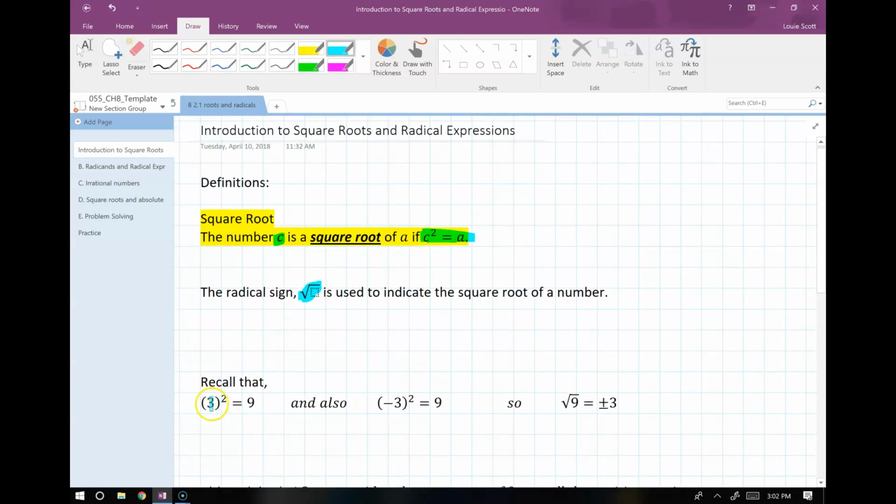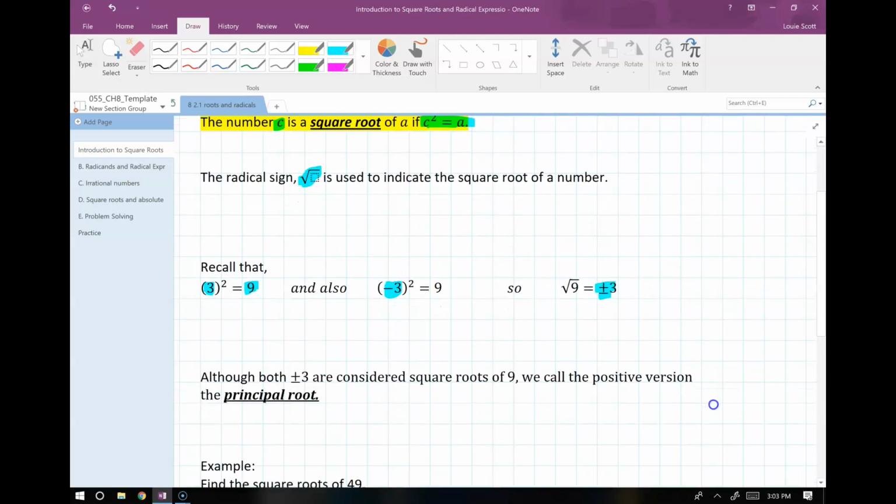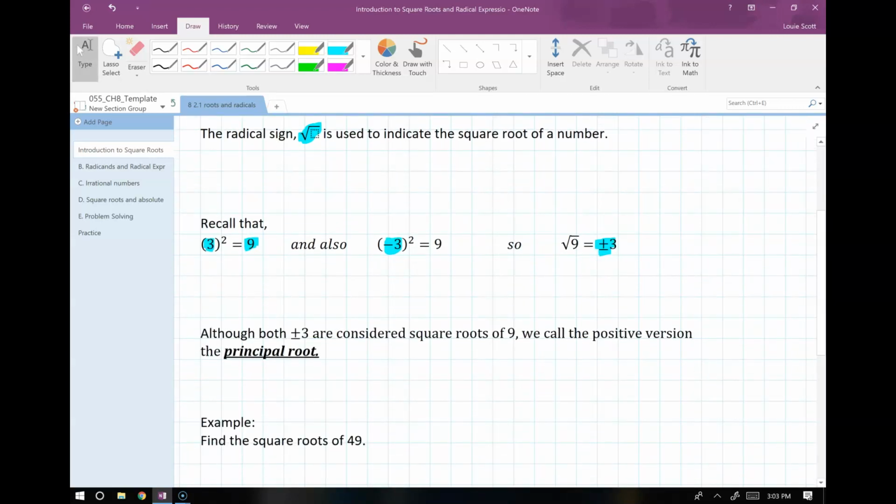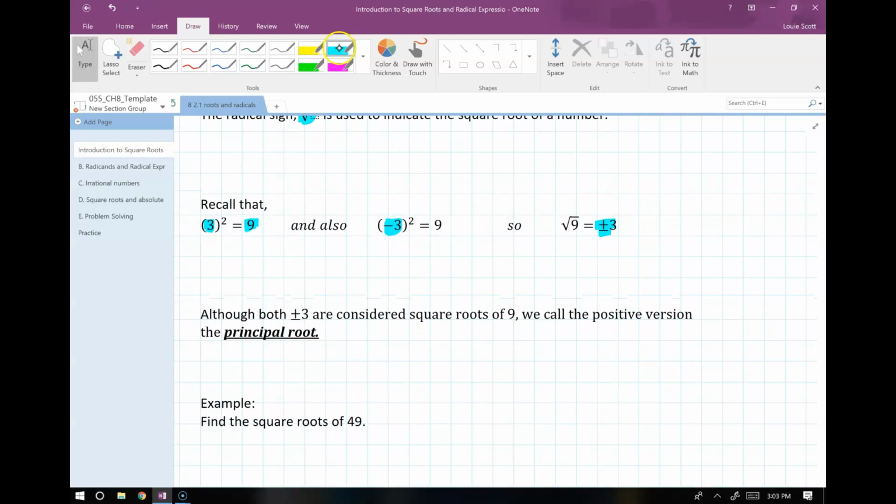So recall these couple of facts here. Remember that positive 3 squared is equal to 9. Negative 3 squared is also equal to 9. So the square roots of 9 are plus and minus 3. We don't usually ask for that, but if I ask you for all the roots of a number, you should give me the plus and minus versions. Just keep in mind that the square root of a positive number has 2 square roots. So we call the positive root the principal root.